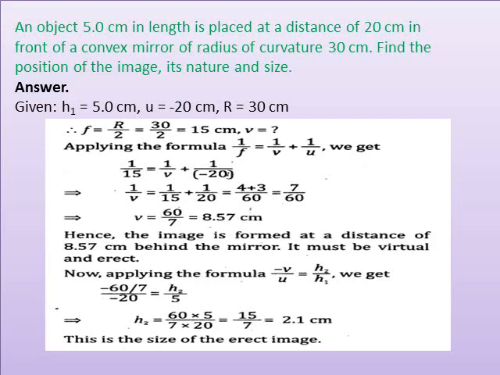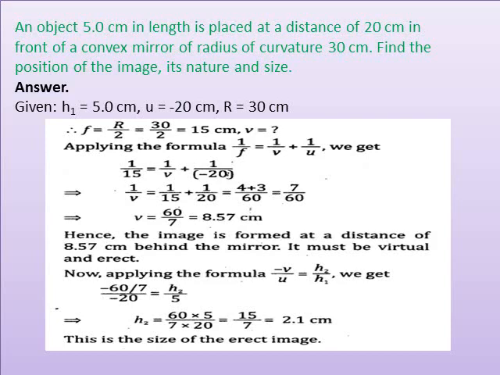After reading the question, you have to analyze the data given in the problem. The first number that you find here is 5 centimeter. What is that 5 centimeter? An object 5 centimeter in length. It represents the height of the object. So height of the object, we keep it as HO. HO is equal to 5 centimeter. Is it plus or minus? The object is always kept above the principal axis. Therefore it is plus 5 centimeter.